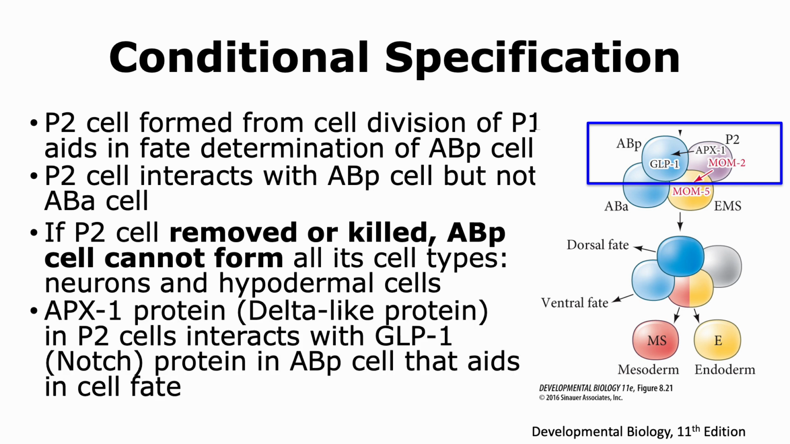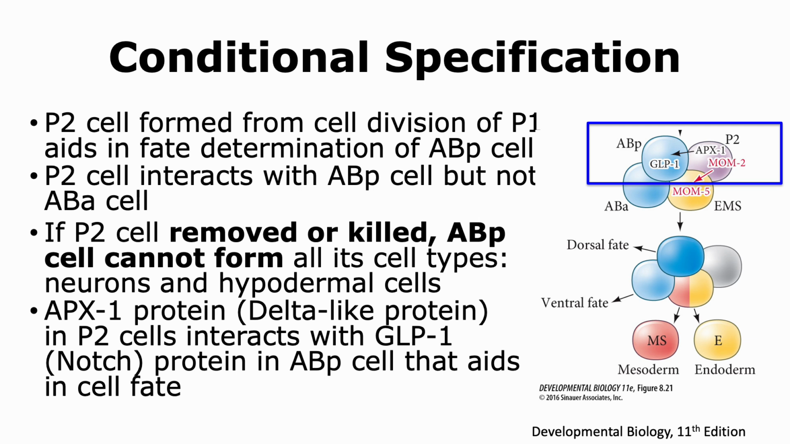Some proteins that play a role in the interactions between P2 and ABP are the Notch proteins or proteins involved in Notch signaling. So there is a protein called APX1, which is actually a delta-like protein that is present in the P2 cells. This APX1 protein will interact with the Notch protein called GLP1 that is present in the ABP cell, and this helps determine the cell fate of the ABP cell.